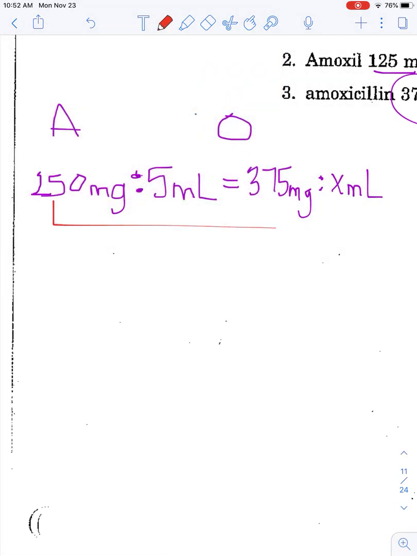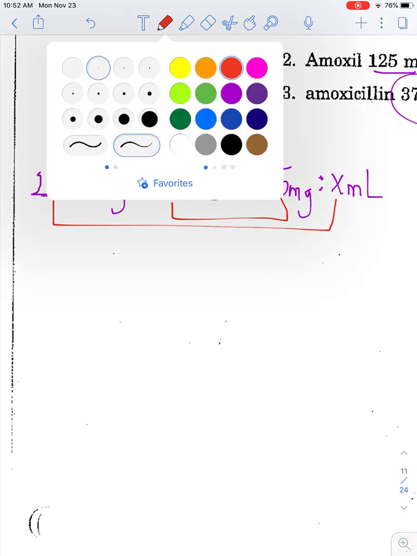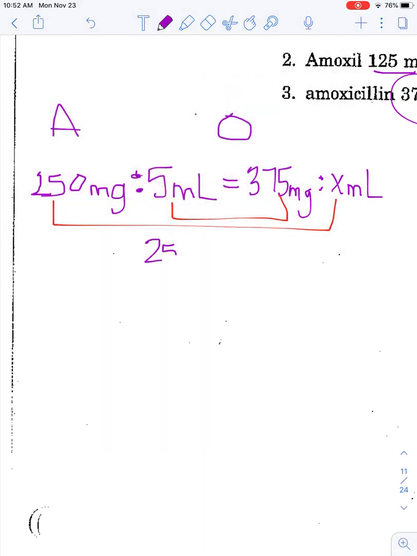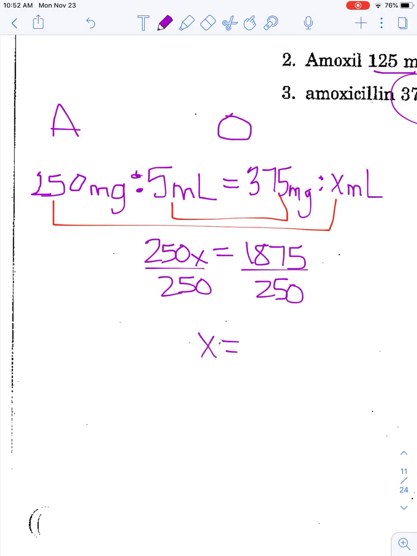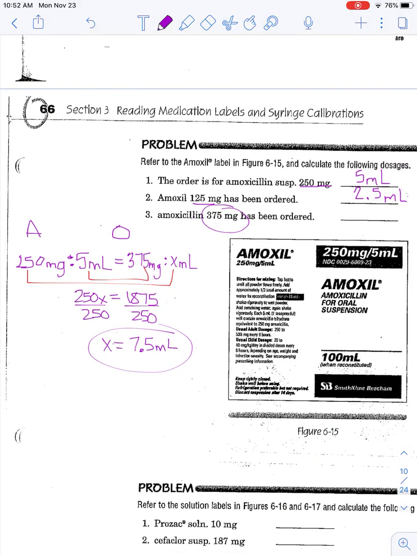So we multiply the outsides and the insides. Actually, we should take a pause and make sure all of our units match. If they don't match, then we need to fix that first. But if we do outsides, we get 250x, and we've got 5 times 375, 1875. Divide both sides by 250. And that's going to tell us that we should give 7.5 milliliters of the medication, of the liquid, so that the patient will get 375 milligrams of the medicine.